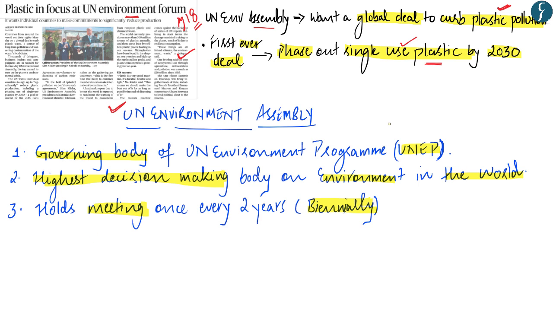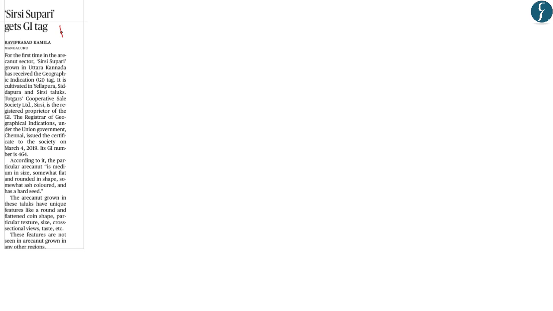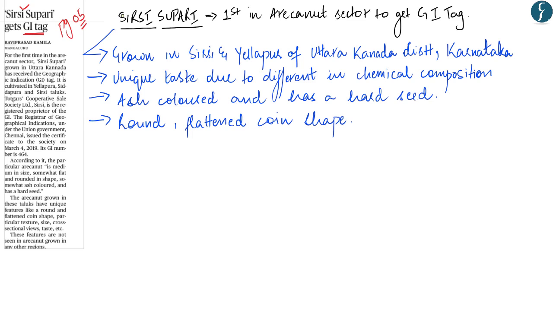So with this, let's move on to our next news. This news appears on page number 5 and says that the Sirsi Supari has got the geographical indications tag. From the perspective of our syllabus, it will fall under the section of science in your preliminary examinations. Now, the Sirsi Supari is the first one in the areca nut sector to get a GI tag.